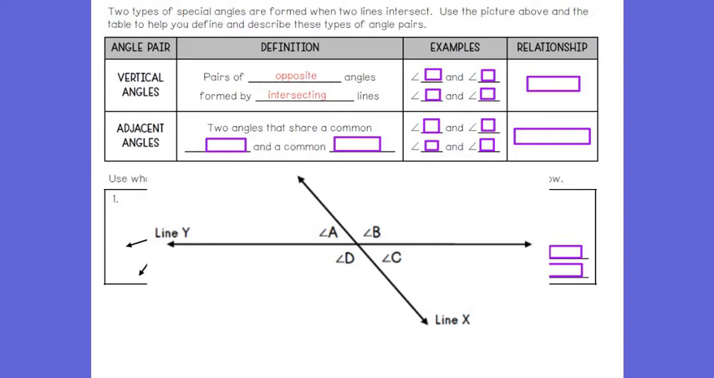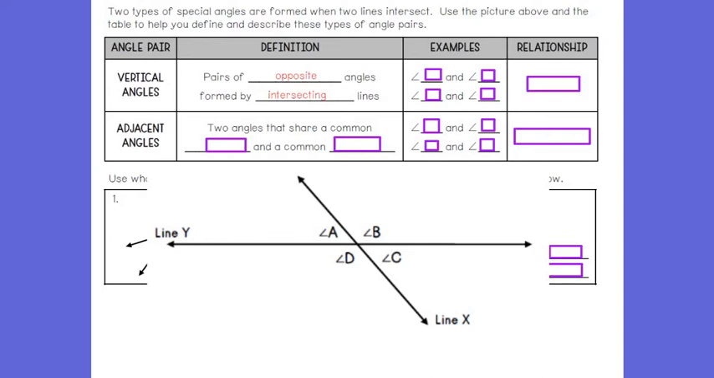Vertical angles are across from each other. Zyler pointed out vertical angles a second ago. Who is across from each other? A and C are across from each other, and B and D are across from each other.